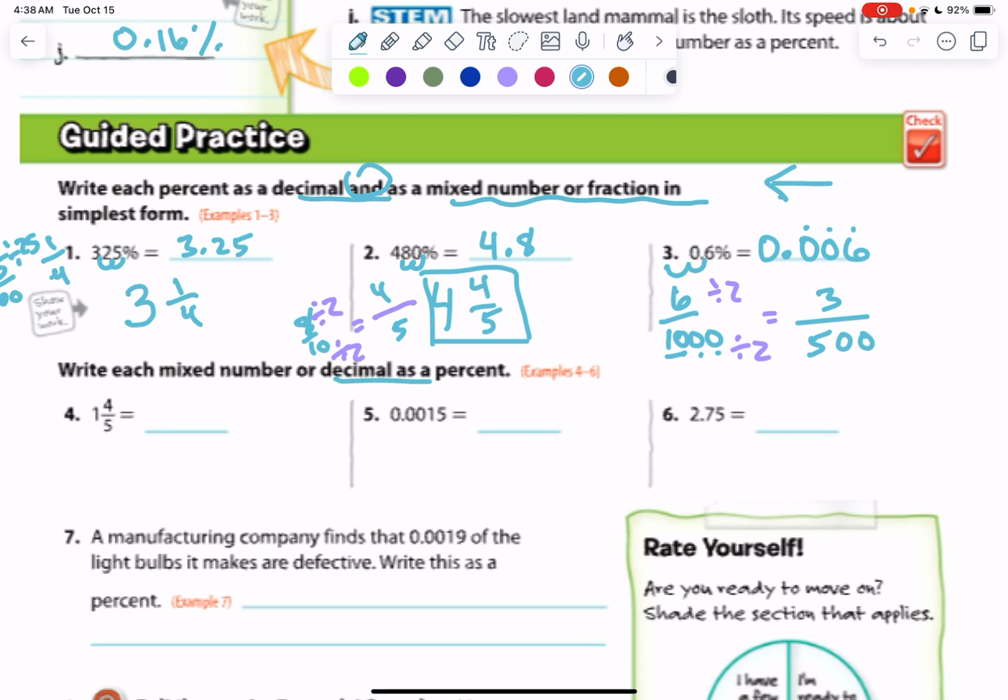Now we're going to go the other way. We're going to go from decimal, write the mixed number as a decimal, or decimal as a percent. Oh my goodness. It's too early to be doing math. Okay, so this time we're moving, oh, did I just do that? We're moving to the right, guys.